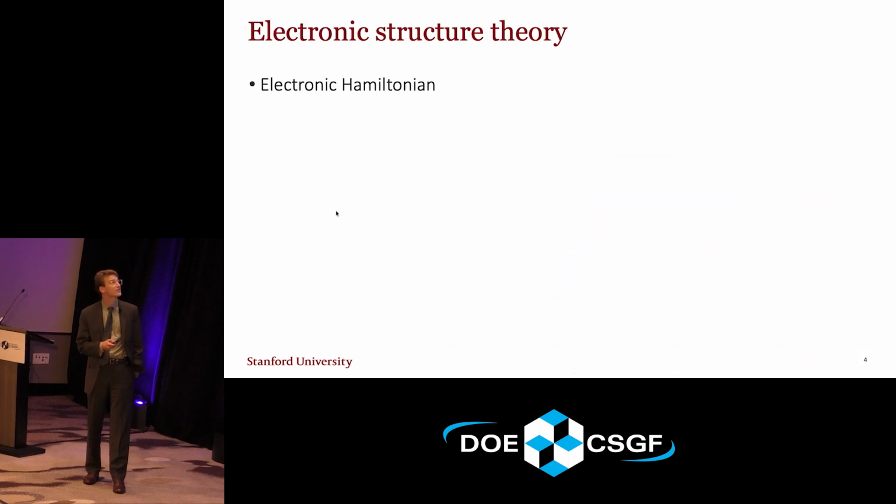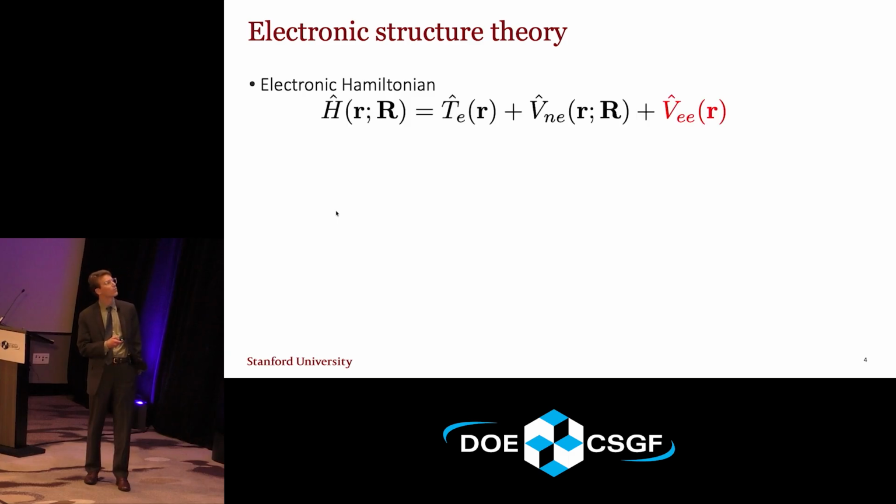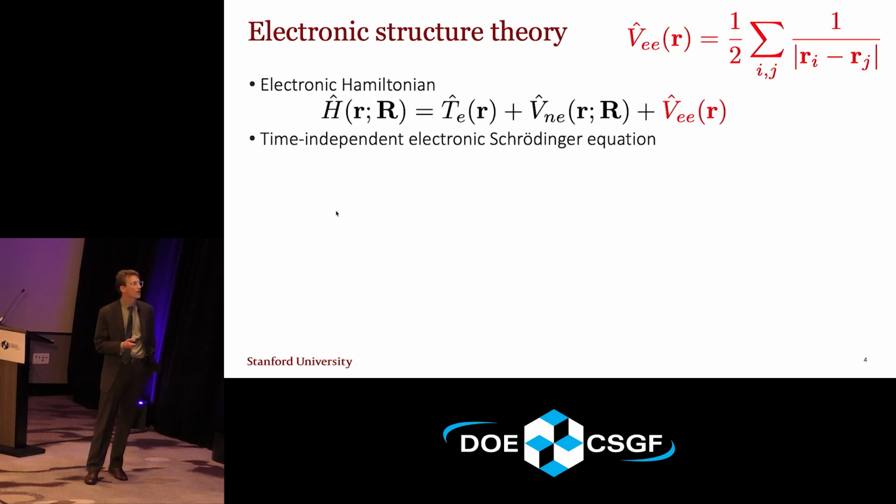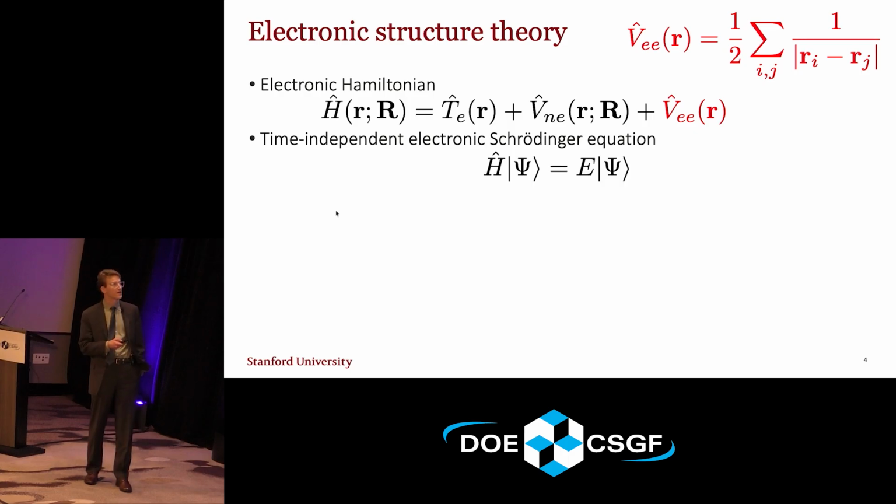So how do we calculate these energy differences? Well, we start with our Born-Oppenheimer electronic Hamiltonian, which has in black a one-electron component, and in red the two-electron part. This is just the Coulomb repulsion of all the electrons in our system and gives rise to all of the complexity, really, in solving this eigenvalue problem. But we can write down our time-independent electronic Schrodinger equation, H psi equals E psi, and we're going to solve an eigenvalue problem, so we need a basis.